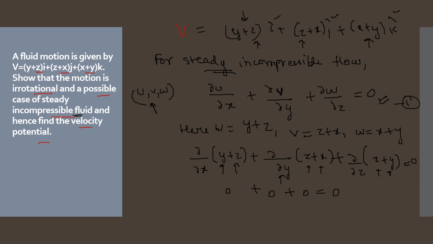Okay, the first part is done, I mean, one of its parts. This one is done. Now we have to show that the motion is irrotational. Okay, irrotational. So how can we do that?